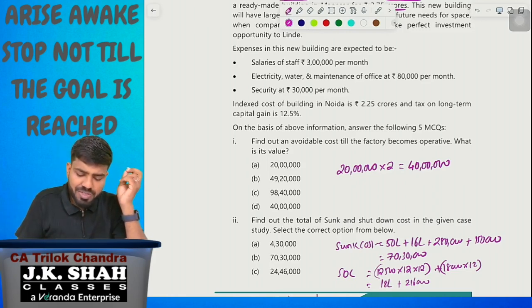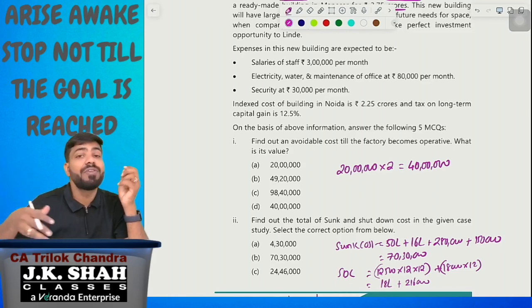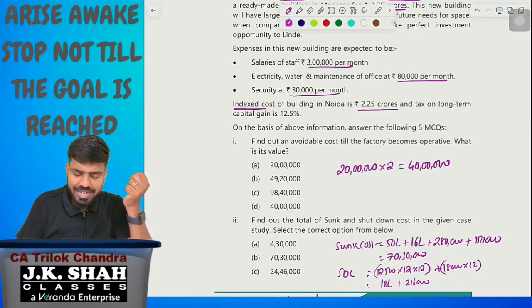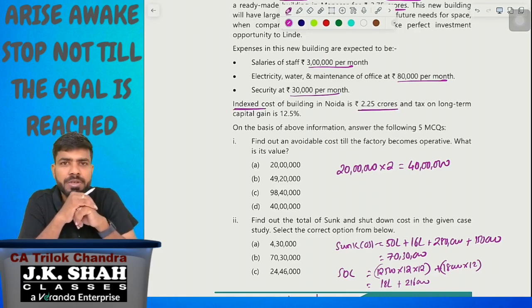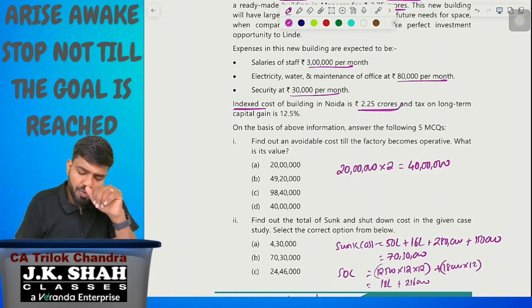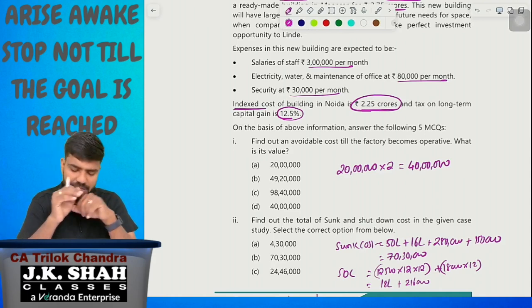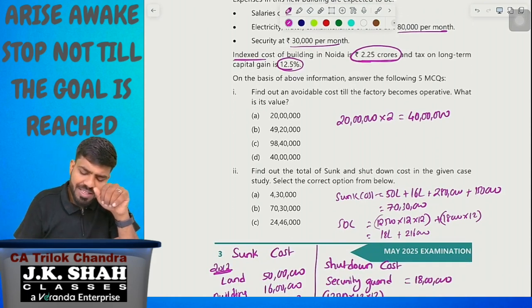Now, expenses in this new building are expected to be, if we purchase the building: salary staff 30,000 per month, electricity, water, maintenance of office 80,000 per month, security 30,000 per month. The indexed cost of building in Noida is 2.25 crores. The land value is 50 lakh rupees and the building value is 16 lakh rupees, totally 66 lakhs. But indexation is applicable, and according to indexation it is 2.25 crores. Tax on long-term capital gains is 12.5%. We need to calculate capital gains and pay it to the government. Next, on the basis of the above information, answer the following 5 MCQs.